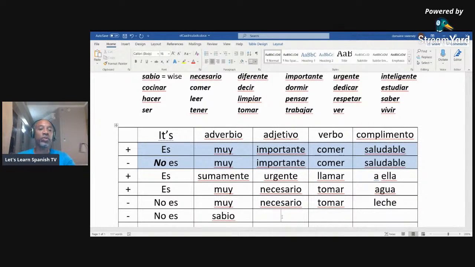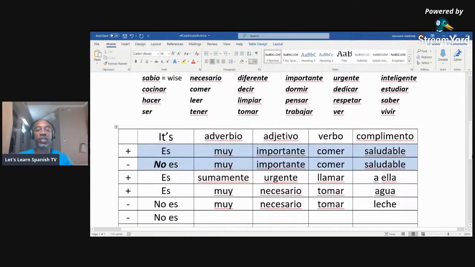Es sabio. Well, that's not an adverb. Oh, you see how you can correct yourself? That's not an adverb. That's an adjective. So we'll say es bastante sabio. Okay? Sabio is an adjetivo. Bastante. No, I should have said I'm starting with a positive. Okay, so let's do positive here. So that means take out the no. So es bastante sabio.